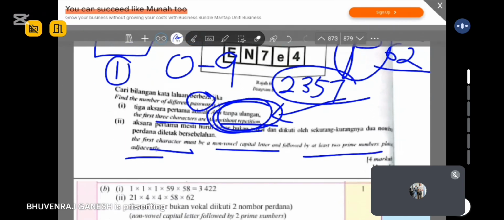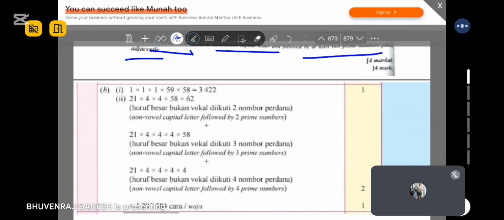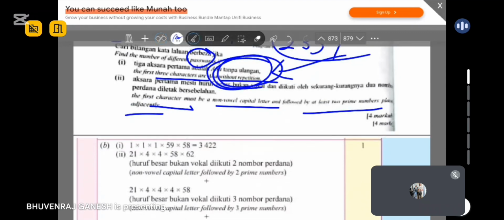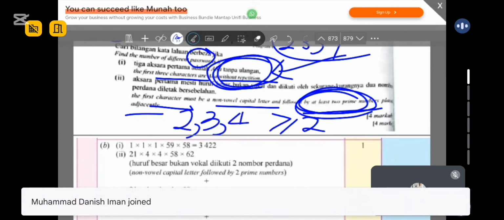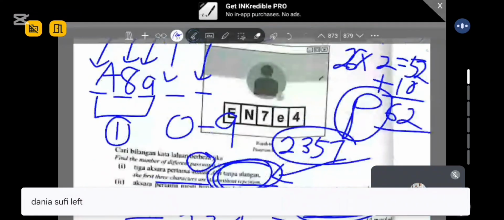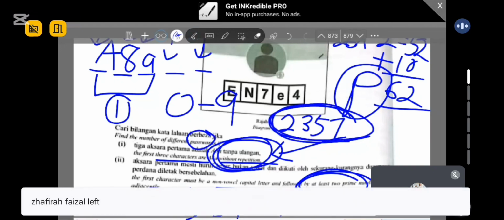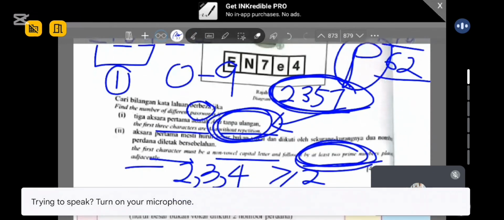So from here, we can actually separate into different cases. First case: non-vowel followed by 2 prime numbers. We start with 2 prime numbers, because they say at least 2, guys. At least 2 means greater than or equal to 2. Betul? Lebih besar atau sama dengan 2. So you can have 3 cases: 2 prime numbers, 3 prime numbers, or 4 prime numbers, because our total prime numbers is 4. That's why I stop at 4.